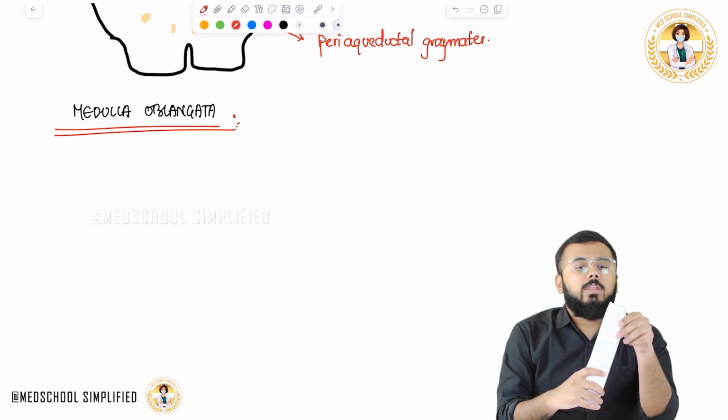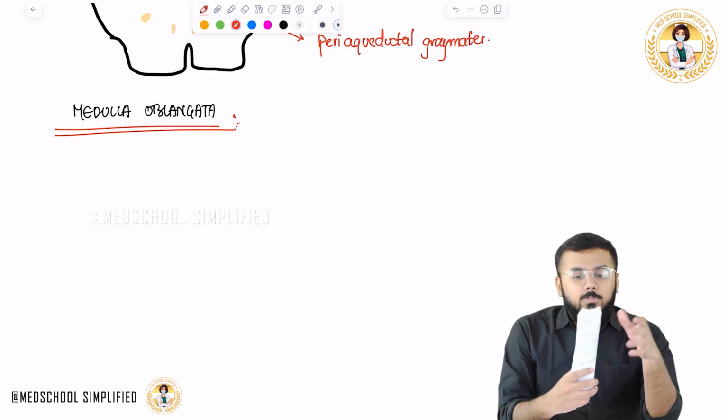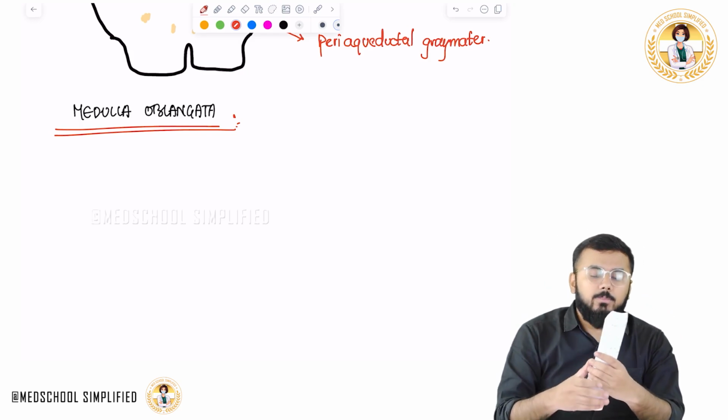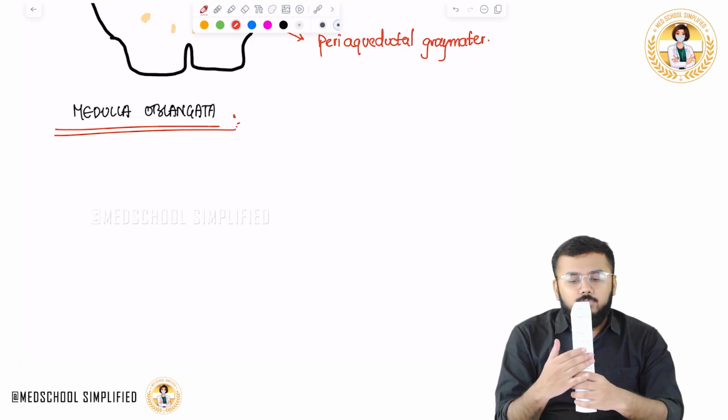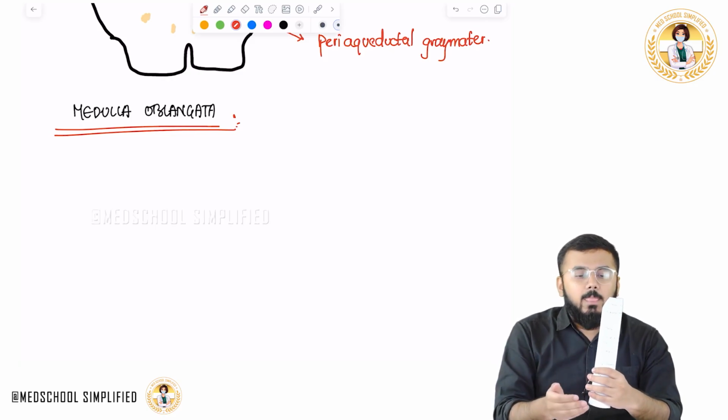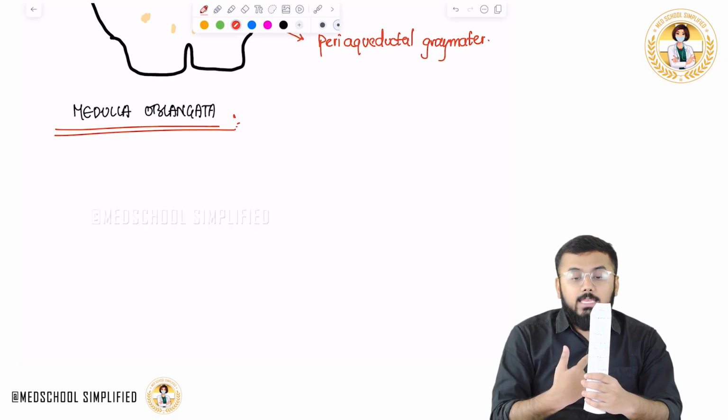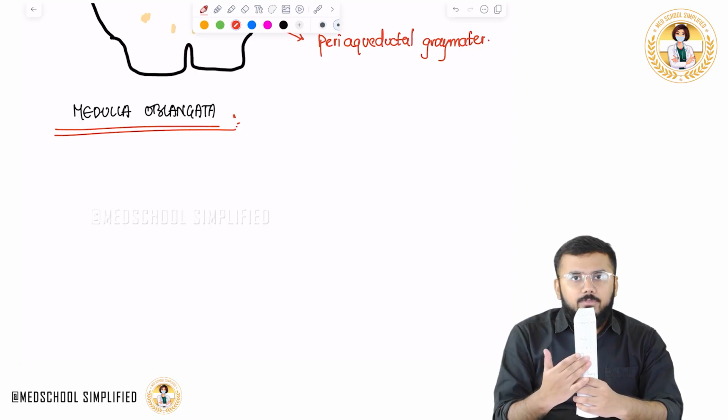Right. So when I was discussing the medulla oblongata, I told you, if this is your medulla oblongata, right? So this view which you can see is the anterior view. And this view which you cannot see, which I can see, is the posterior view or the dorsal view. So this is the anterior view or the ventral view.